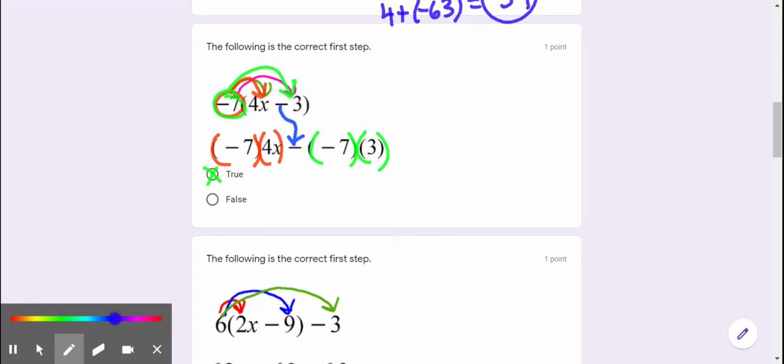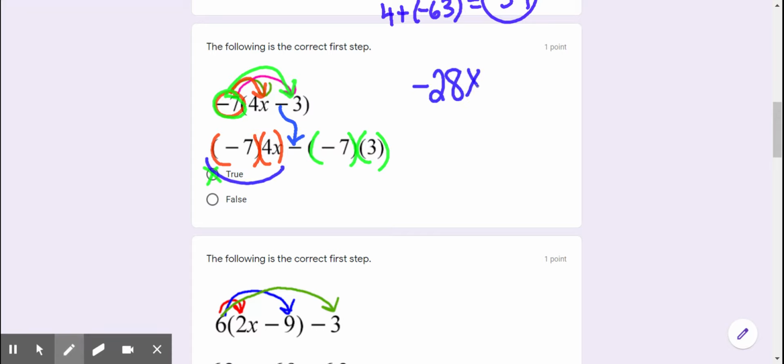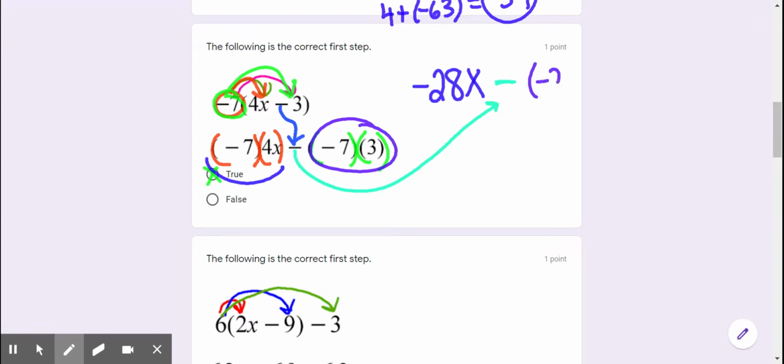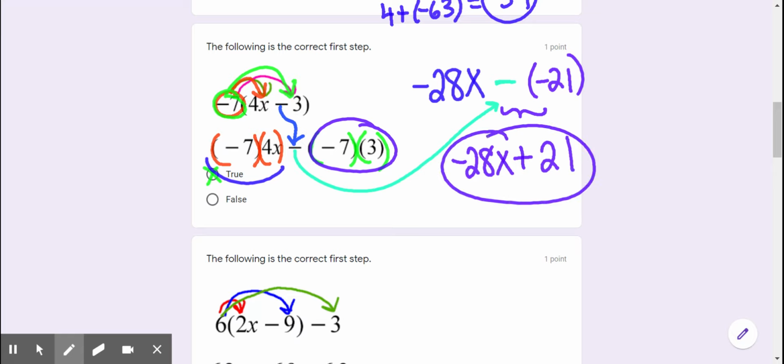If you continue on, negative 7 times 4x is negative 28x. The subtraction sign right here continues along for the ride. And then this becomes a negative 21 minus a negative 28x, change to a positive. Keep it in parentheses, take it out, doesn't really matter. But this would be your final answer to that particular problem. A negative 7 multiplied by a negative 3 is why that is a positive 21.